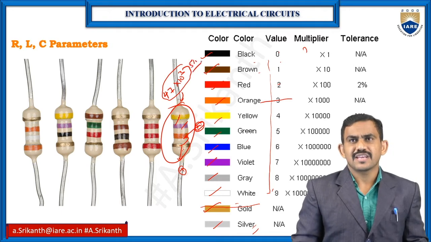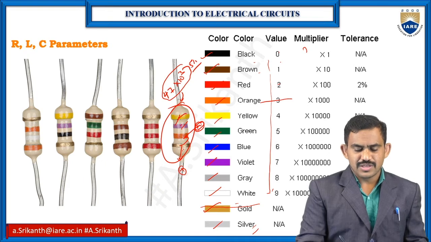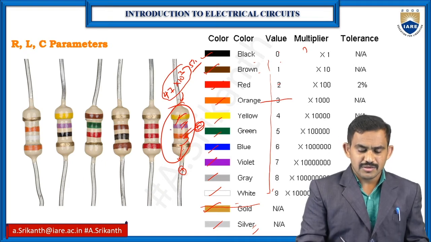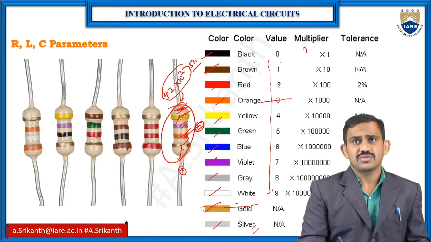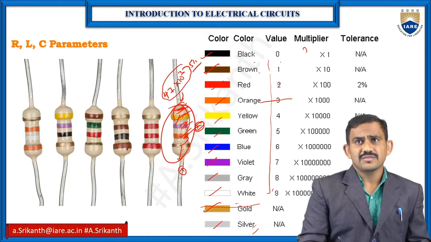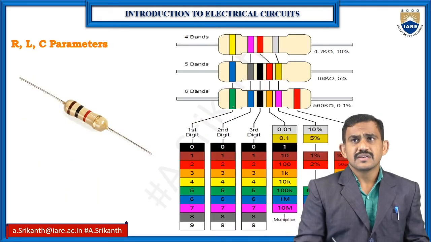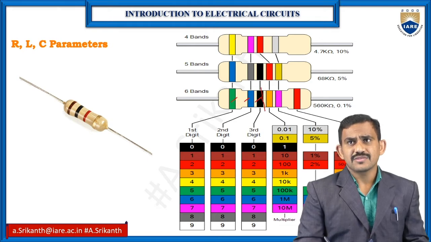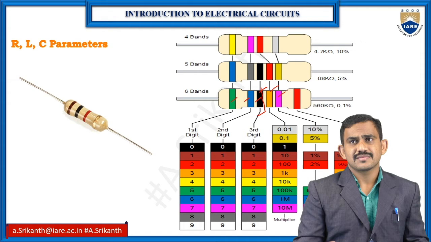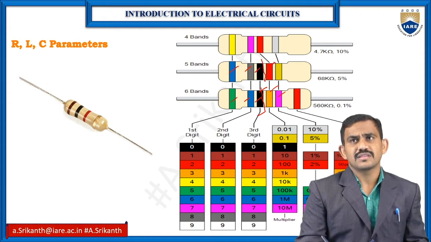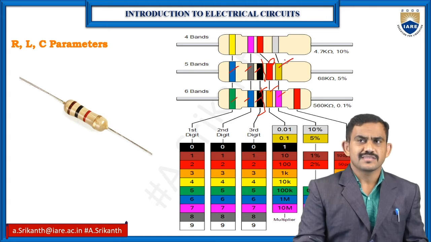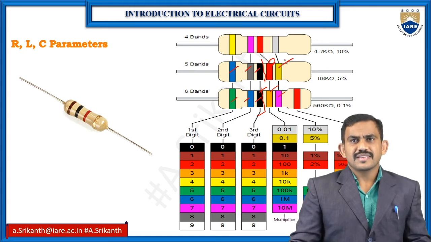If I have 3 colors, here we have 1, 2, 3 colors. Suppose 4 colors: in a 4 color resistor, the first 3 are values and the last is the tolerance. We will check it now. See here, 1, 2, 3 are values, and next onwards we have tolerance. Here also 1, 2, 3 are values, next is the multiplier, and this is the tolerance. Okay, this is about color coding.